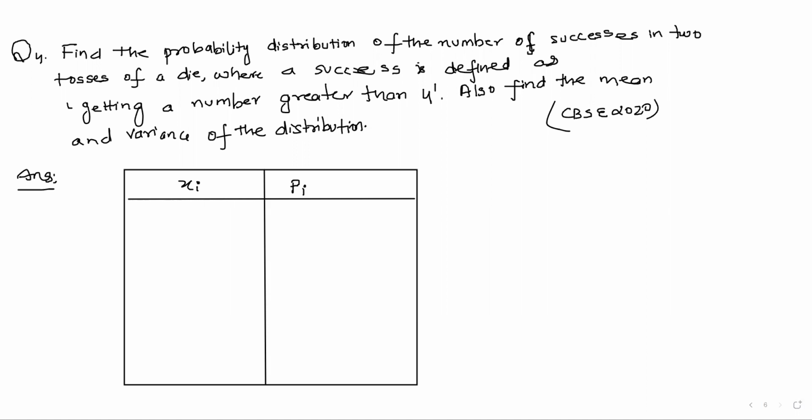Sir, 5 and 6. No, no. They're saying probability distribution of the number of successes. Okay, number of successes. And what's the success? Getting a number greater than 4. So if you get a number which is greater than 4, then you will say that you get a success. Okay, Josefa, can you tell me what the value of X is?